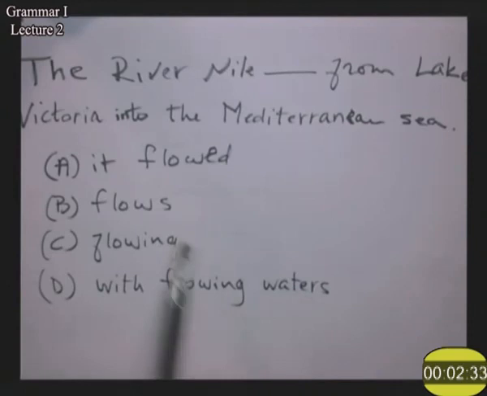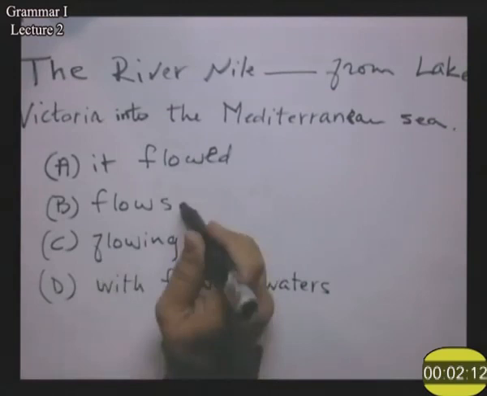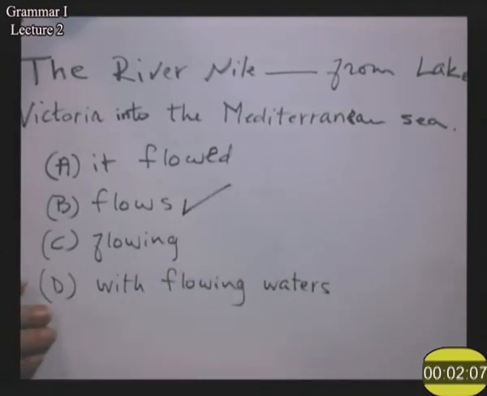طيب عندي flows, that's a verb. Flowing، أقول the river Nile flowing؟ Flowing is not a verb, you know that. With flowing waters طبعا ملهاش معنى خالص هنا. I only need a verb. يبقى I'm going to choose this one: The river Nile flows from Lake Victoria into the Mediterranean Sea.